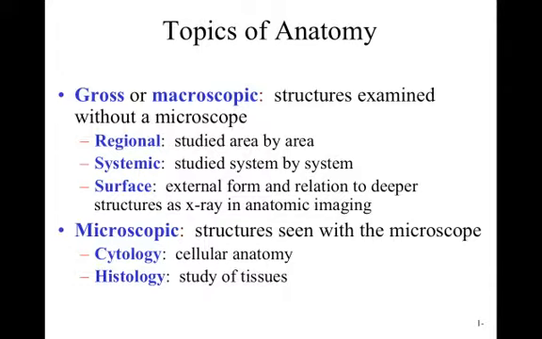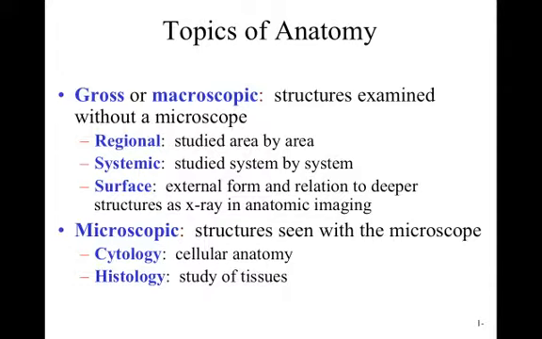And you can study it either by regional, area to area, so studying everything in the arm and then going to a different area. Or you can study systemic, which is from system to system, looking at just the digestive system and then just the cardiovascular system. Or you can look at surface anatomy, starting at the external layer and moving deeper and deeper into the organism, kind of like an X-ray as it goes through the deeper structures.